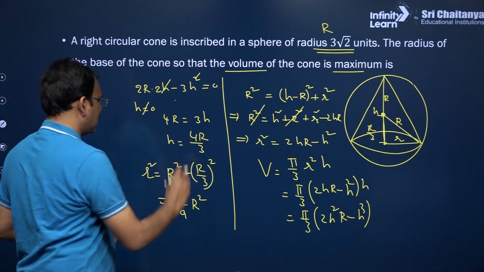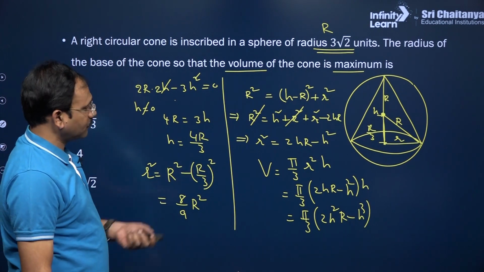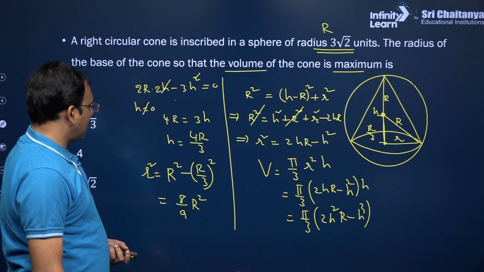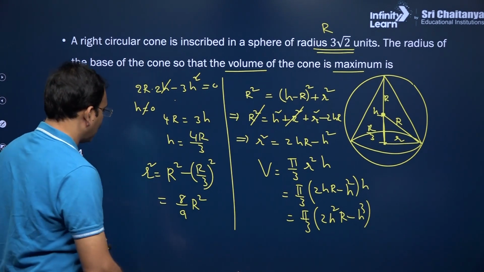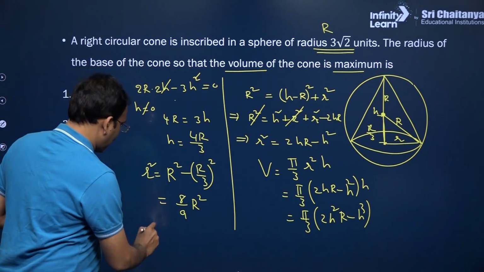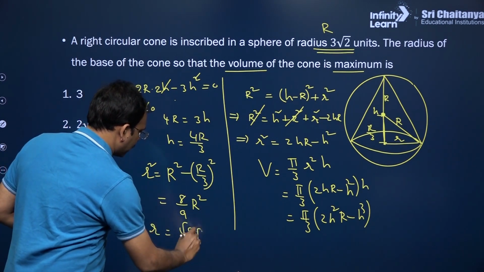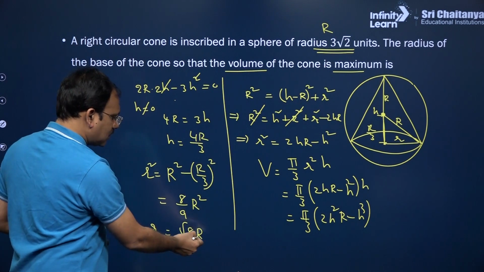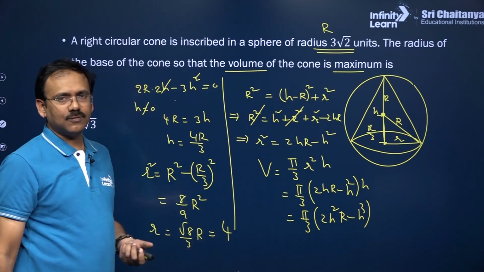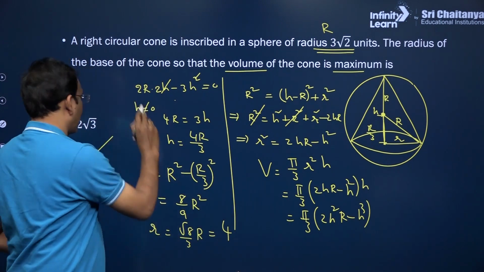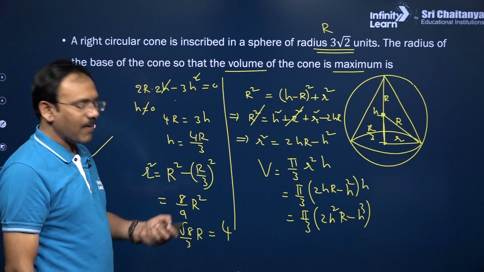This small r square is equal to r square minus r square by 9, which is r square into 8 by 9. So, my dear friends, small r is going to be root 8 by 3 into capital R, where capital R is given as 3 root 2, my dear friends, root 16, which is equal to 4. So, we have to take small r to be 4 to maintain the volume of the cone to be maximum.